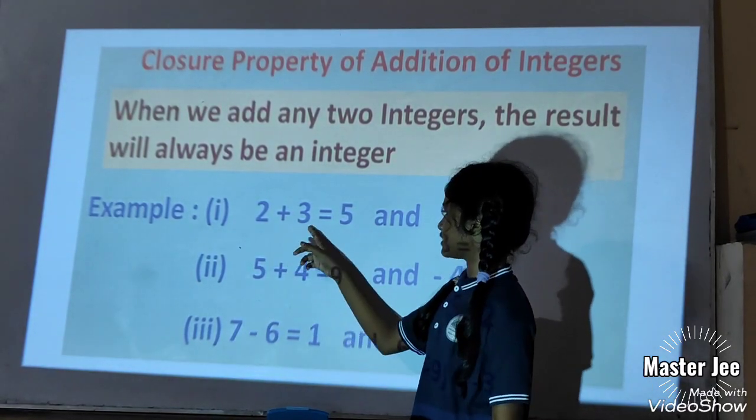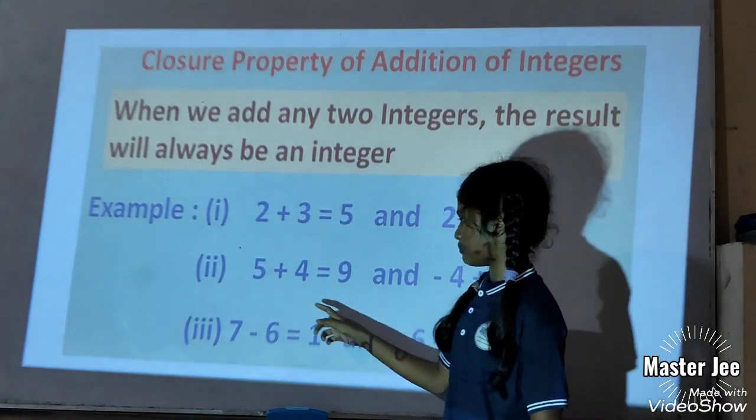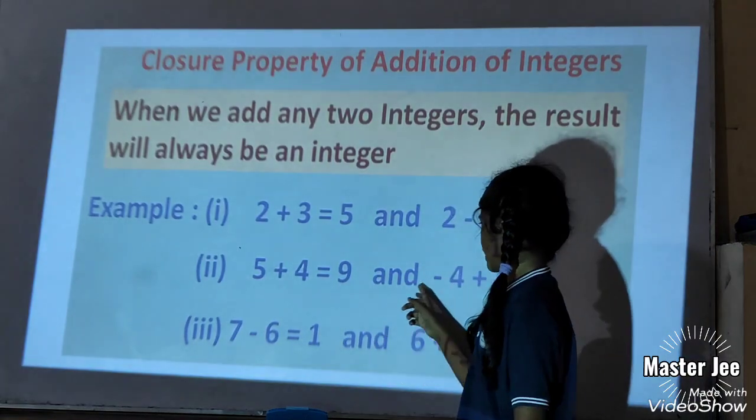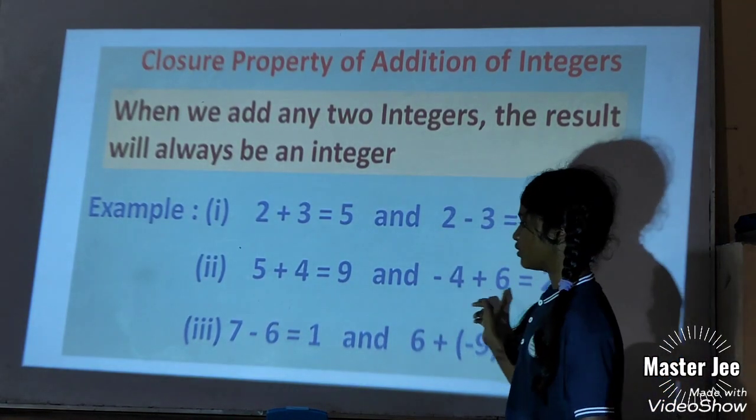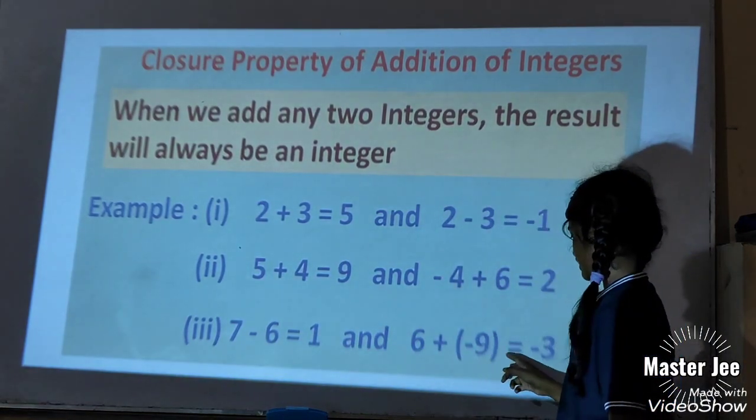Example number 1. 2 plus 3 is equal to 5 and minus 2 minus 3 is equal to minus 5. Example number 2. 5 plus 4 is equal to 9 and minus 4 plus 6 is equal to 2. Example 3. 7 minus 6 is equal to 1 and 6 plus minus 9 is equal to minus 3.